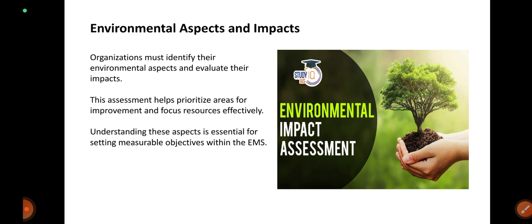Environmental aspects and impacts. The organizations must identify their environmental aspects and evaluate their impacts. This assessment helps prioritize the areas for improvement and focus resources effectively. Understanding these aspects is essential for setting measurable objectives within an EMS.